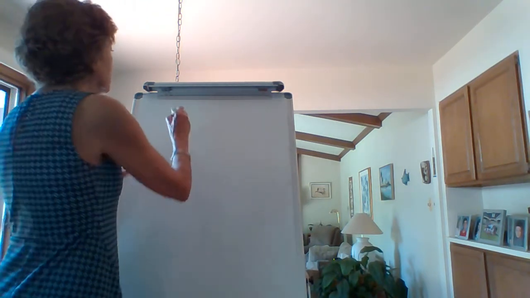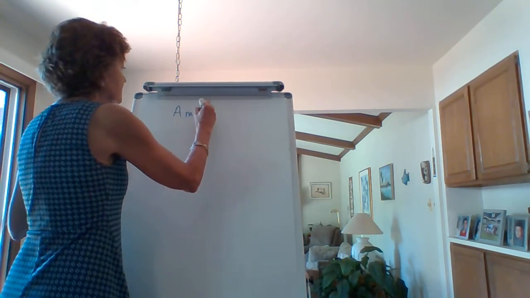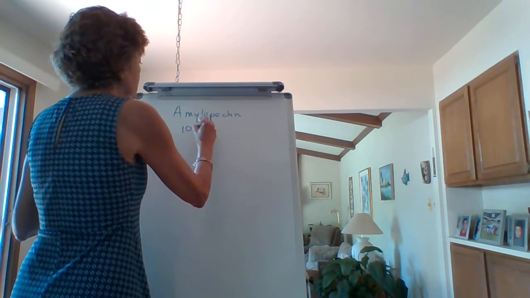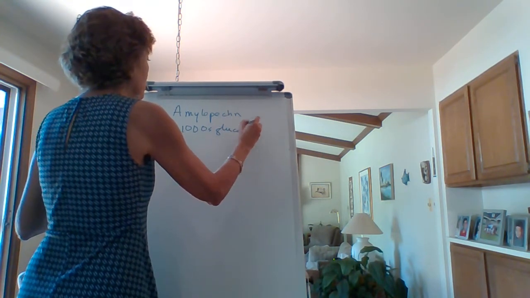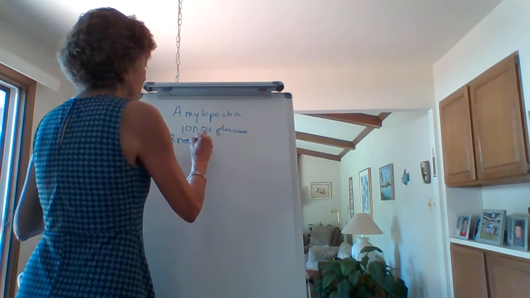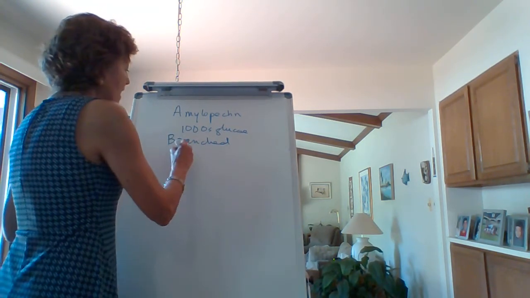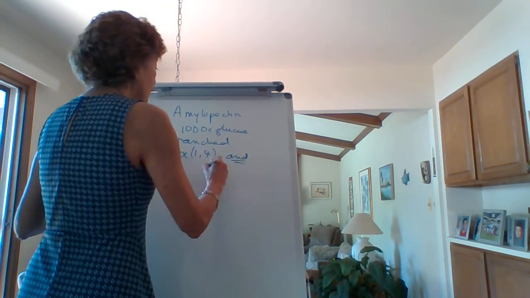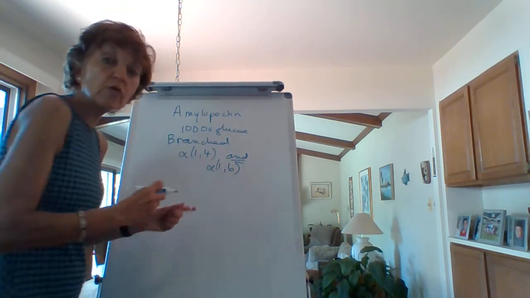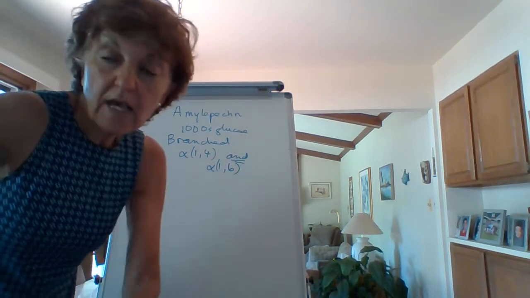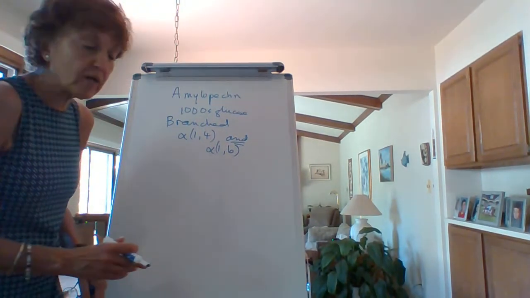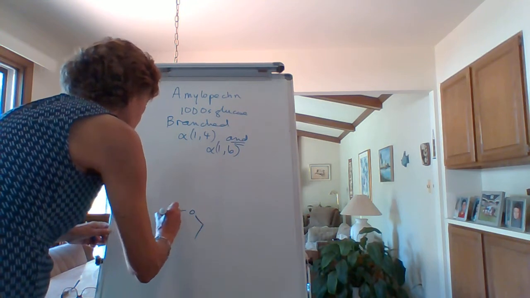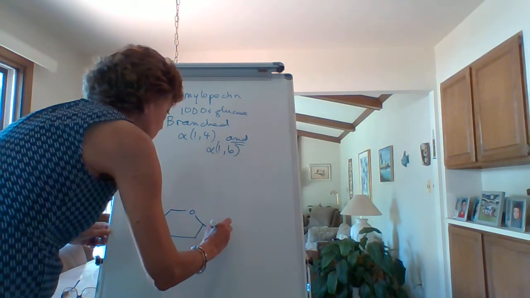Amylopectin is branched. Amylopectin is made up also of thousands of glucoses, but it is branched starch. What do I mean by branched? You have alpha-1,4 glycosidic bonds and alpha-1,6 glycosidic bonds. So you have both glycosidic bonds. So it looks a little tricky, but let me try to show you what I mean by this. Let's say I've got, I'm going to draw a few of them here just to show you.